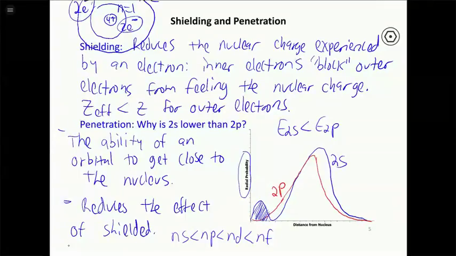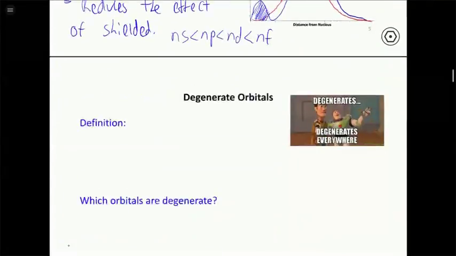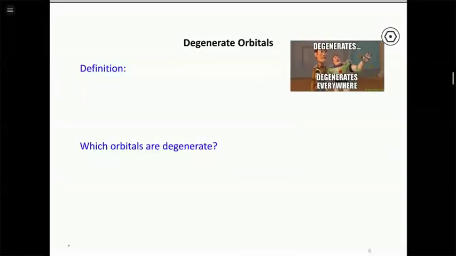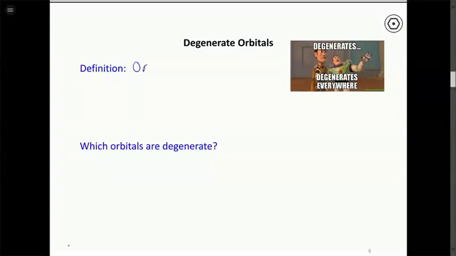Now, the next thing I want to talk about that's important for understanding the relative energies of orbitals is the idea of degenerate orbitals. So these are not orbitals that have difficulty following the law. What degenerate means in the context of chemistry is that they have the same energy. So there are going to be some orbitals in an atom that have exactly the same energy.